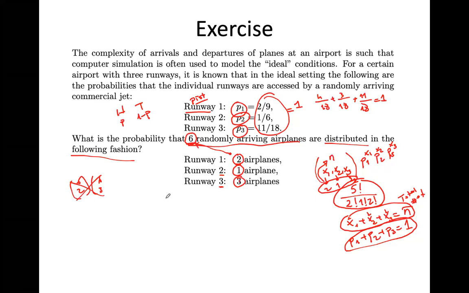So I'm going to write 6 factorial divided by 2 factorial, 1 factorial, 3 factorial times P1 to the power 2. Değil mi? Neden? 2 airplanes are using that runway. The probabilities should be multiplied. 2 of them occurring together times 1 airplane using runway 2, P2, times 3 planes using runway 3, that means P3 to the power 3.